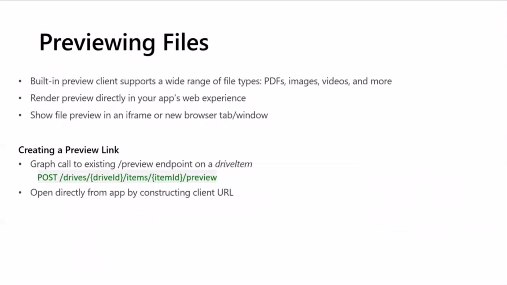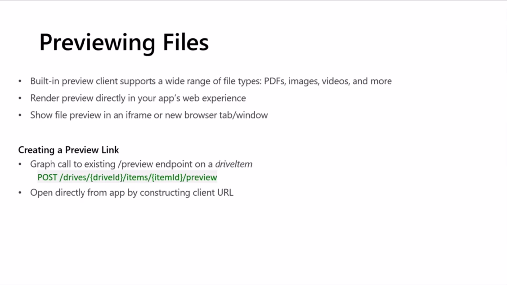That's Office. Now, for non-Office files, there's a built-in preview client that supports a wide range of file types. All of the file types that are supported are listed in our documentation as well. But at a high level, it's PDFs, images, videos, and more. So you can render a preview of files directly in your custom application, right in your app's web experience. And that preview can be either showing up in an iframe, or again, you can open up in a new browser tab or window.